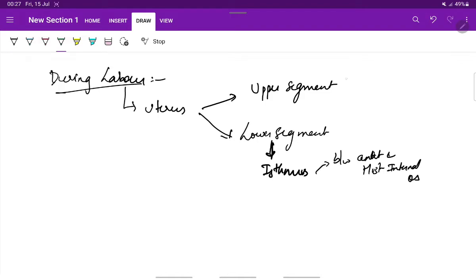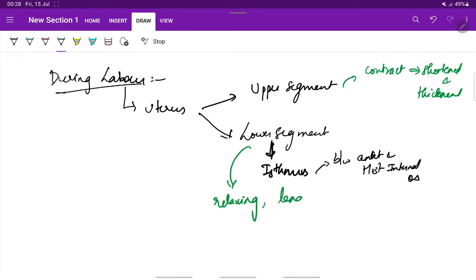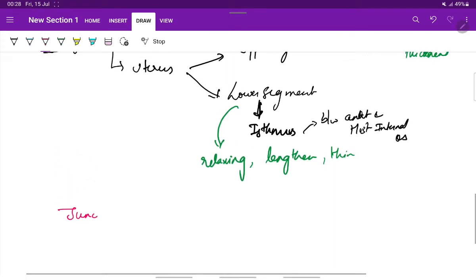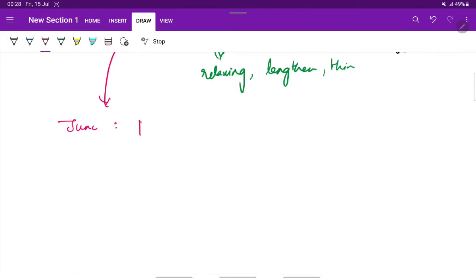And during uterine contractions, what happens is the muscles in the upper segment contract, thereby they get shortened and thickened, whereas the muscles of the lower segment start relaxing and they lengthen. So the upper segment is shortened and thickened, whereas the lower segment gets elongated and it becomes thin. And the junction between the two, the upper and the lower segment, is called the physiological retraction ring. It is nothing but a ridge which marks the junction between the upper and the lower uterine segment.